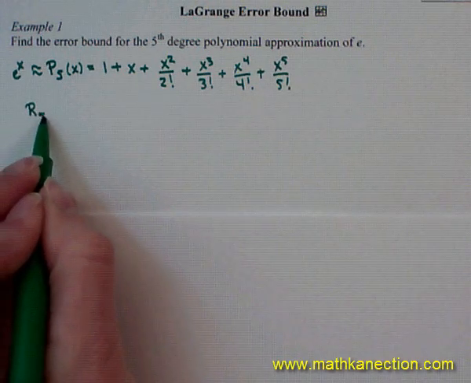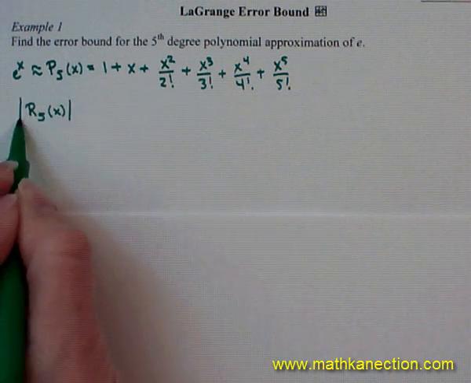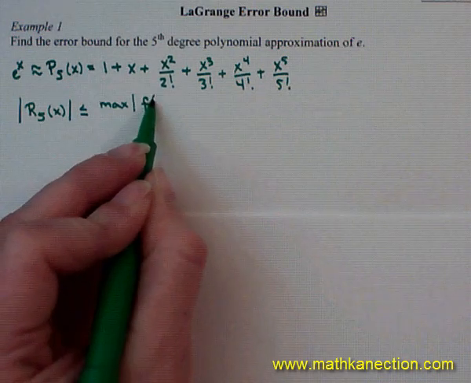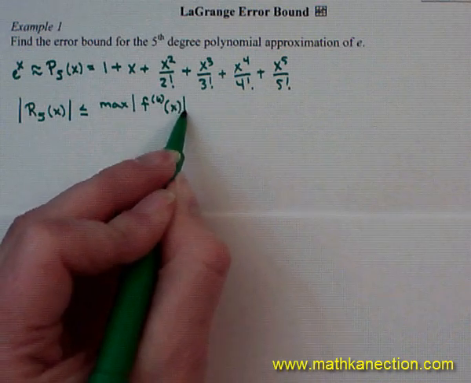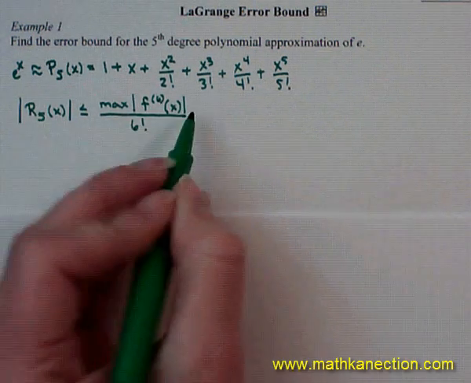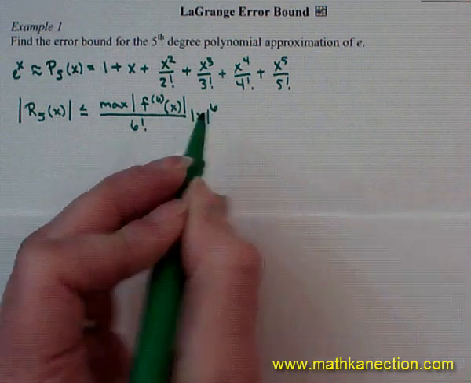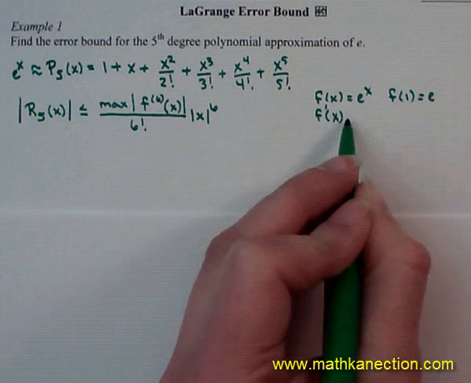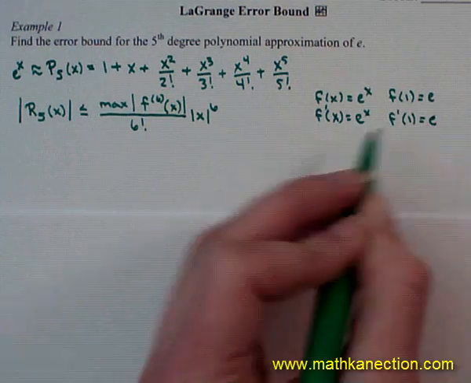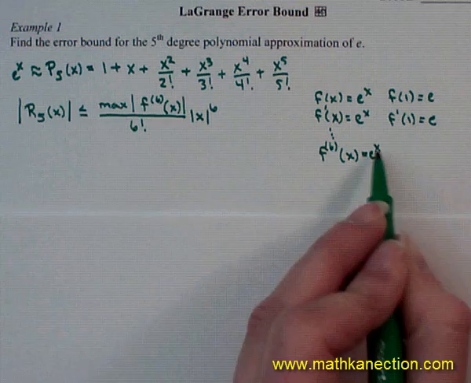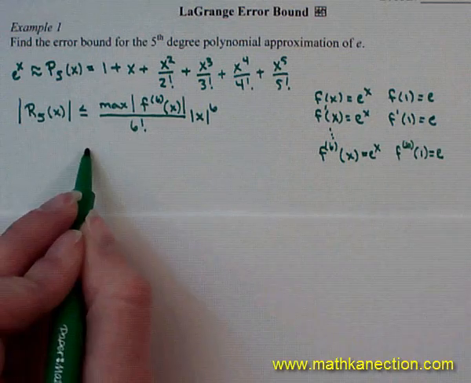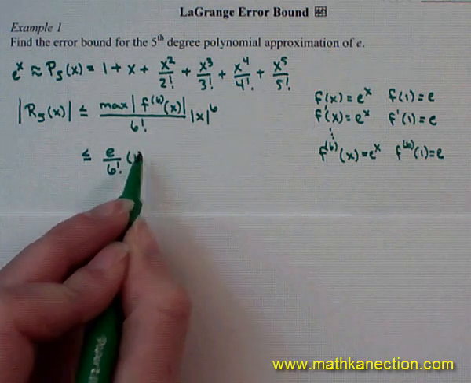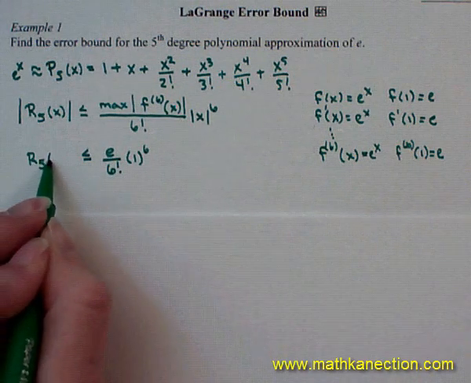So the remainder for the fifth degree is going to be less than or equal to the maximum of the absolute value of the sixth derivative of f at x over 6 factorial times the absolute value of x to the sixth. So we need the sixth derivative. f of x is equal to e to the x, and f of 1 is e. The first derivative is e to the x, f prime of 1 is e. That goes all the way to the sixth derivative, which is e to the x, and the sixth derivative at 1 is also e. So that's less than or equal to e over 6 factorial times 1 to the sixth.